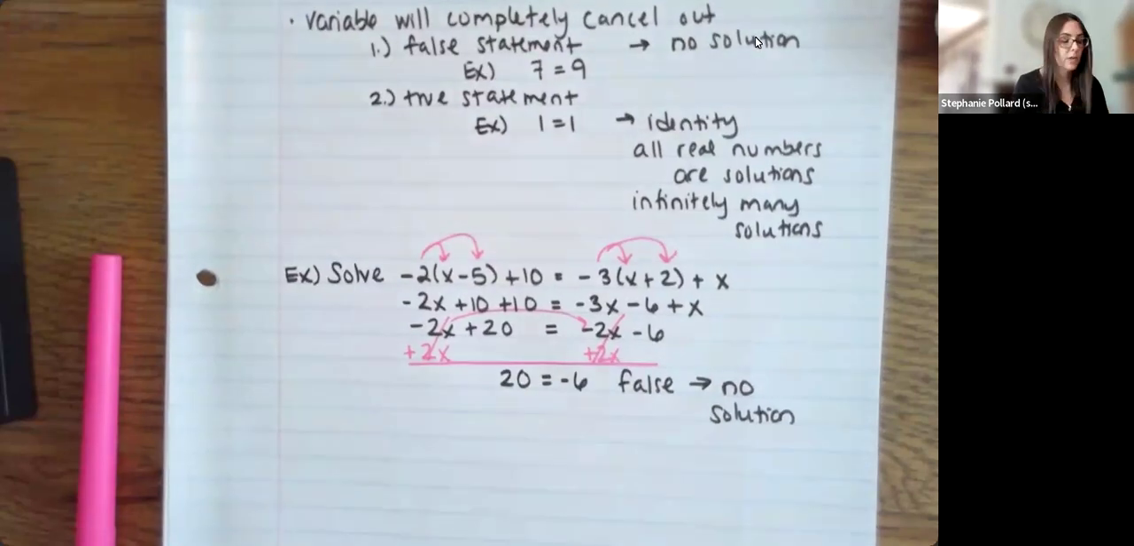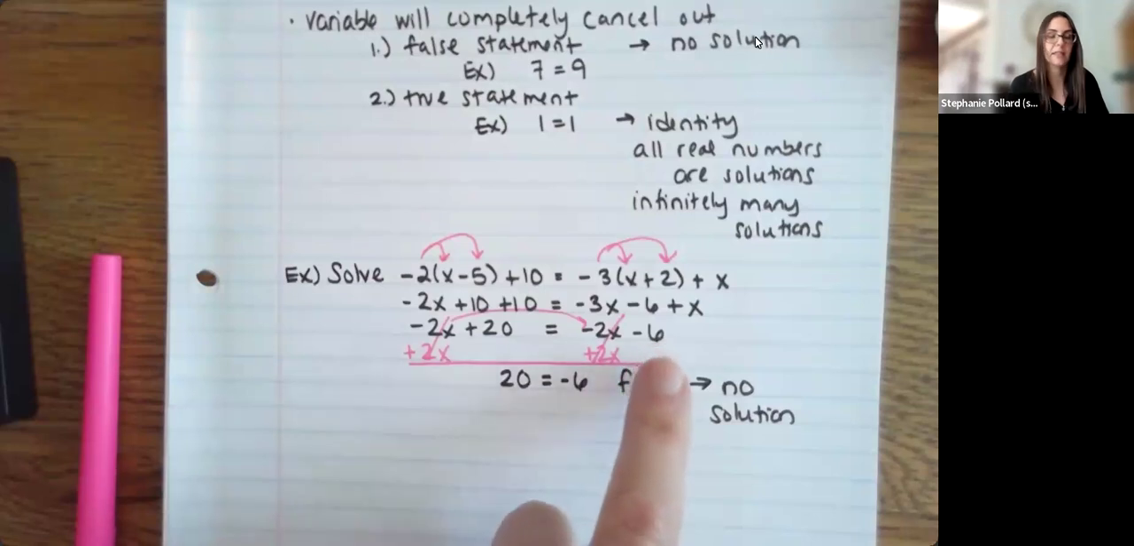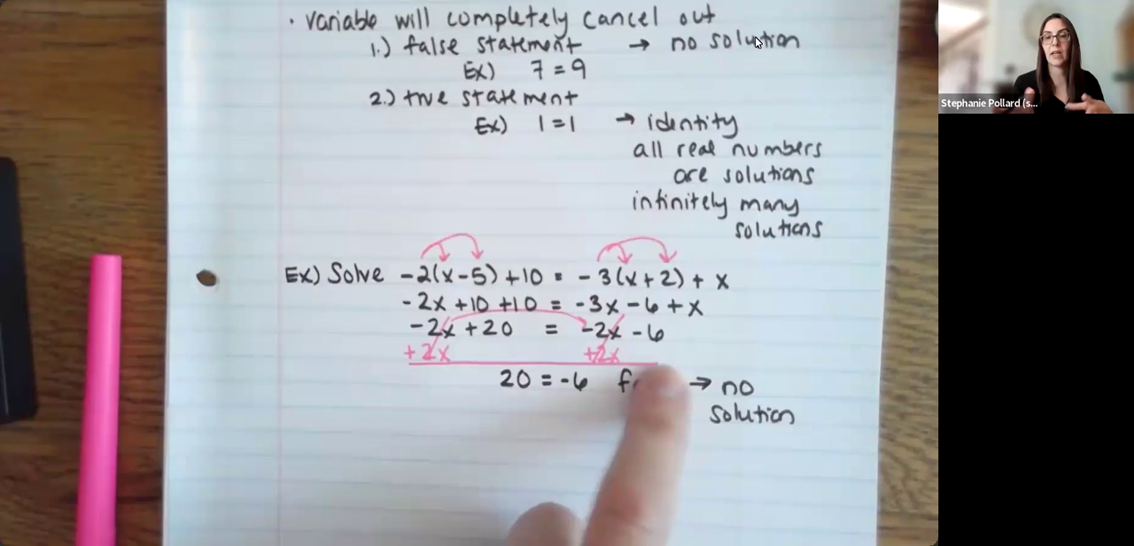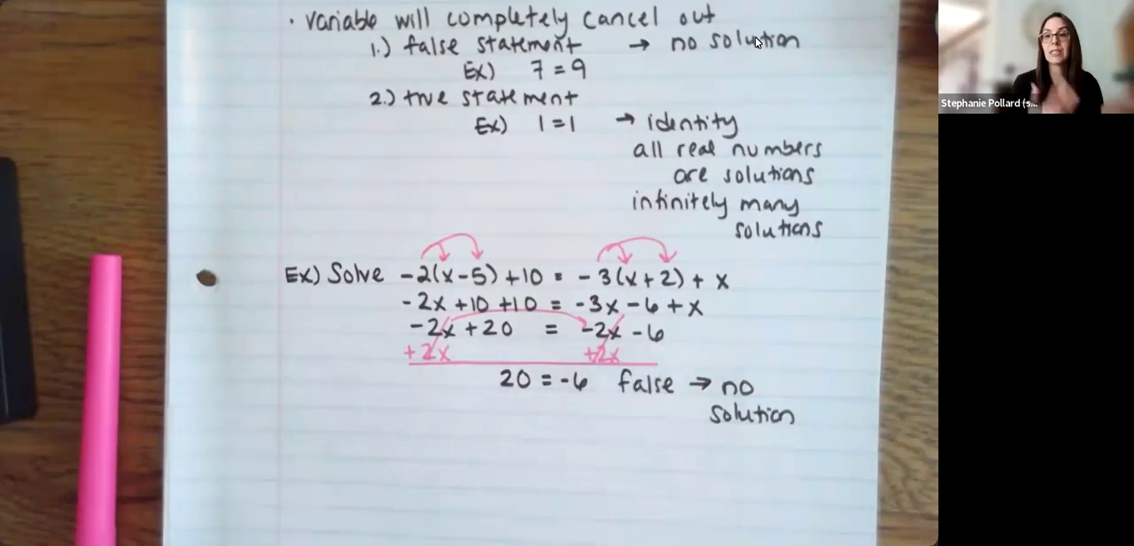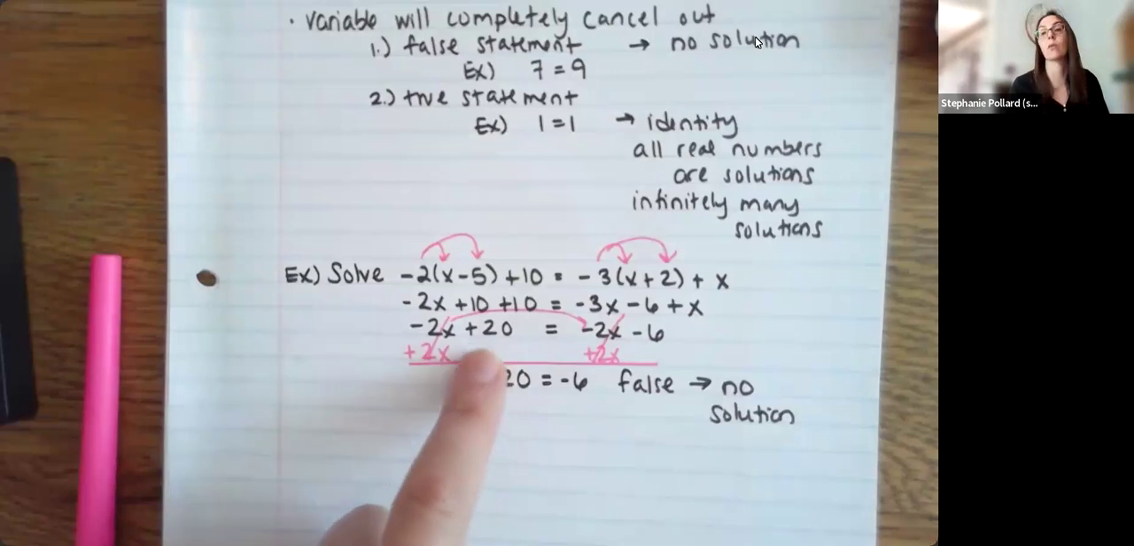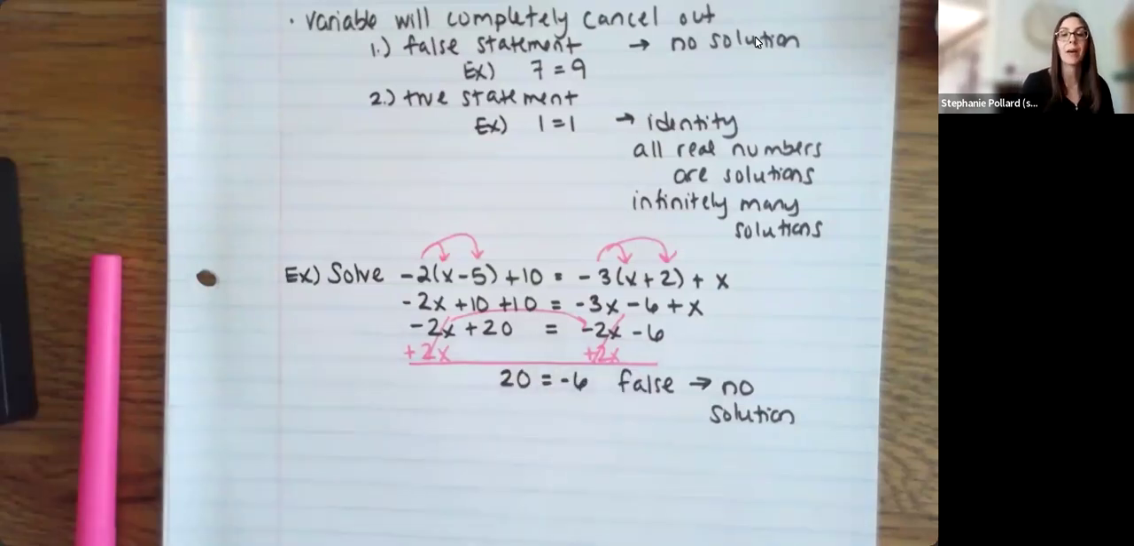Now, the nice thing too is, let's say you did it in a different order. Let's say you added the 6 first to both sides, or you subtracted the 20 first before you went and added the 2x's. You're still going to get a false statement. It may look a little bit different. So for instance, if I added the 6 to both sides, my false statement would have been 26 equals 0 instead. But in either case, you're still getting that false statement at the end.